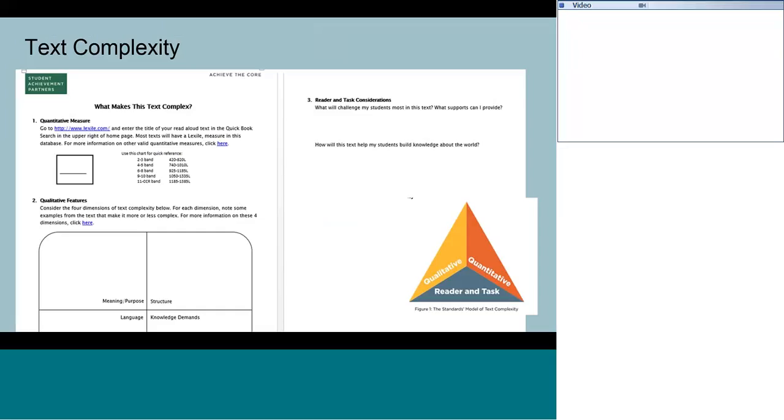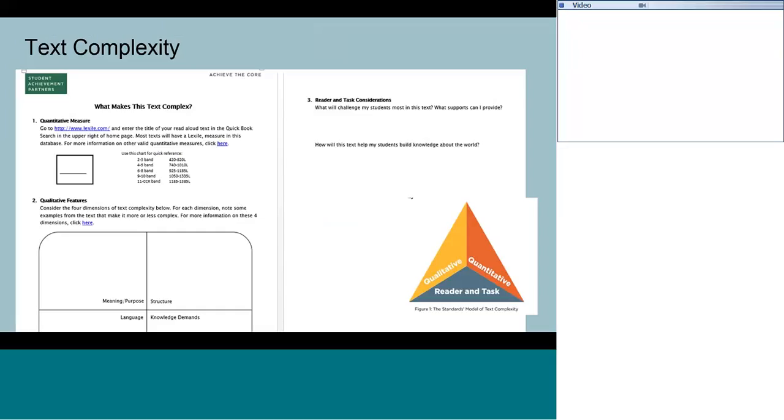Next slide, please. When I say the text complexity is much higher, I'm looking again at those three different measures. I want to know the quantitative measure, that's the number, and you could use the Lexile or the Flesch-Kincaid or any number of measures, whichever you're most comfortable with. Personally, I go into Microsoft Word, that's the one I use. And then the qualitative features have to be analyzed.